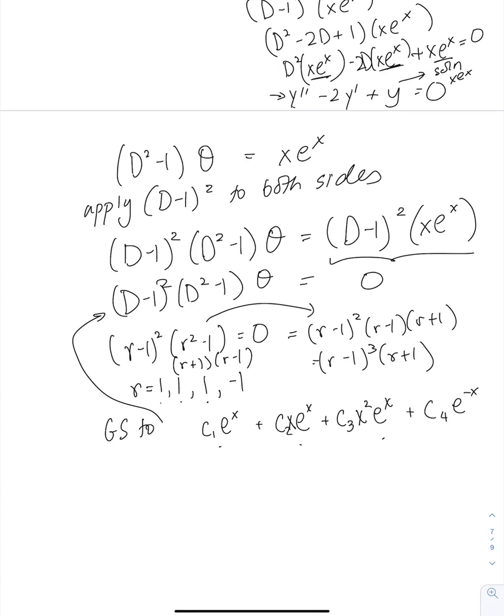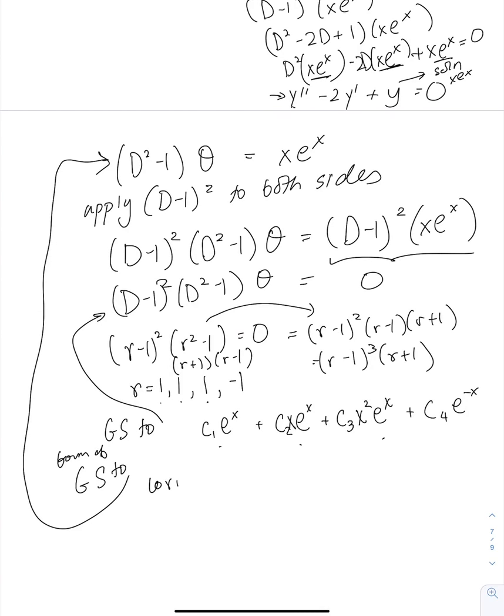Okay, and go back to the original. So this is also the form of the general solution to the original equation. Okay, now look at the original equation and the corresponding homogeneous equation for the original, which is (D squared minus 1) of theta equals 0.